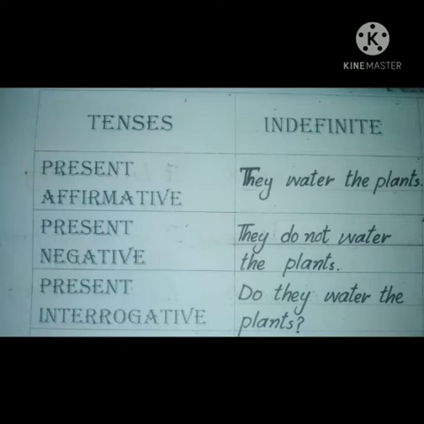In negative we use helping verb do and with do we use not. So the sentence will be they do not water the plants. Must put full stop at the end of each affirmative and negative sentence and put question mark at the end of interrogative sentence. Now change this sentence into present interrogative. In interrogative, the helping verb do will come at the start of the sentence. So it will be do they, then verb, that is water. Do they water the plants?